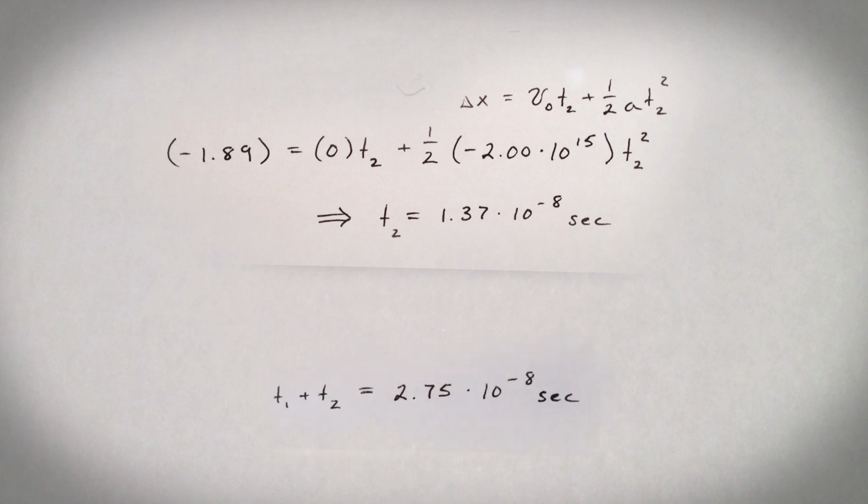And to find the total time that it took the electron to start at its original position, move out to the right, and be accelerated back to the left, that total amount of time to go back to its original position is the sum of the two time spans that we found, and that sum is 2.75 times 10 to the negative 8 seconds.